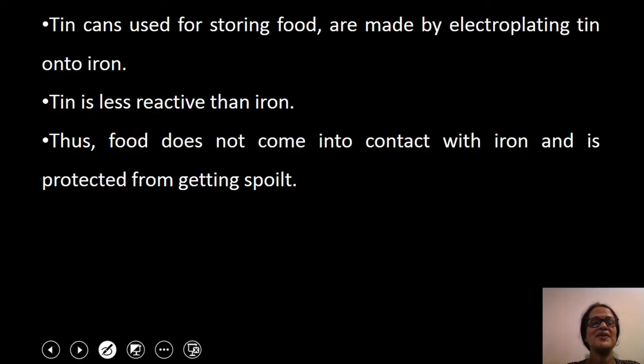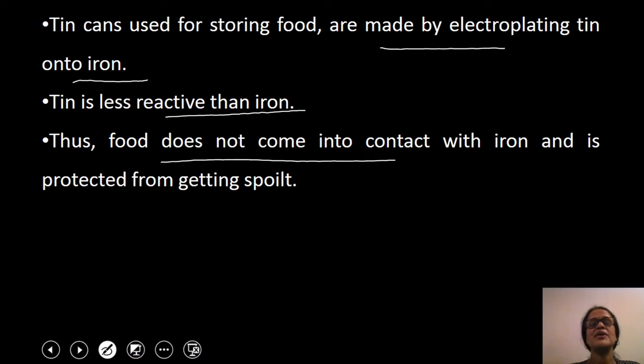Now, one more important application is that tin cans used for storing food are made by electroplating tin on iron. You know that tin is a less reactive metal than iron. So, if iron cans are coated with tin, what will happen? The food doesn't come in contact with iron and it is protected from getting spoiled. So this was the example of tin coating. We have discussed electroplating of silver and gold on other cheaper metals. Then chromium plating we have discussed. Then this was the example of tin plating.